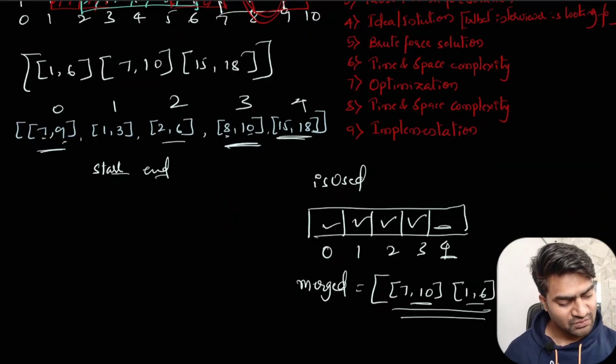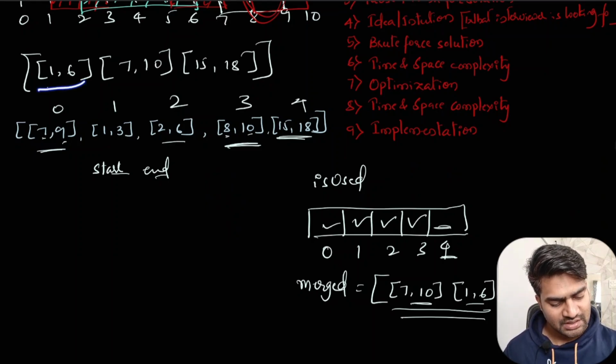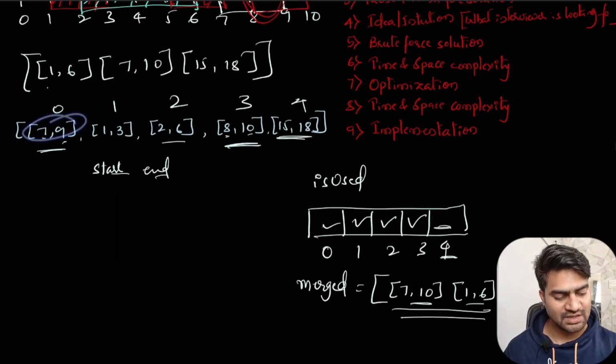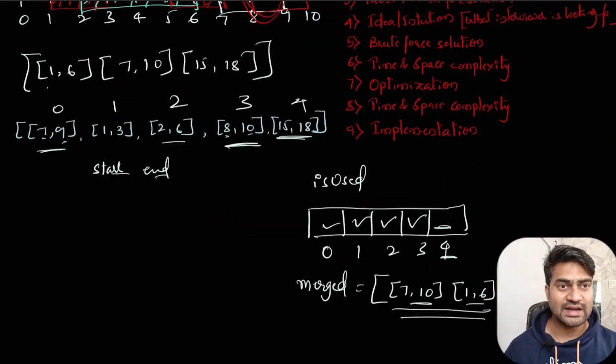So now what we did, we took one interval, then we compared it with all the remaining intervals. So basically here we took this one, we compared with all the remaining intervals. We took this one, we compared with all the remaining intervals. Correct, right? So that is what we did. Let us try to write the pseudo code.